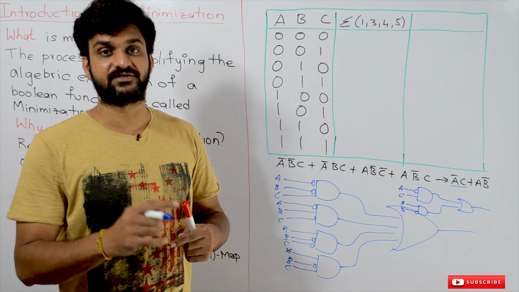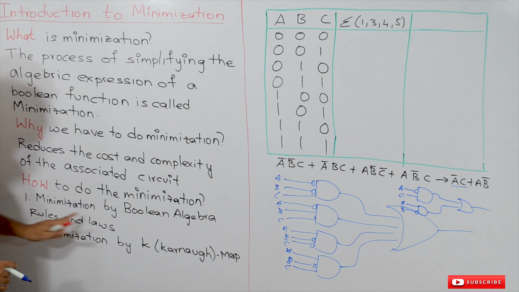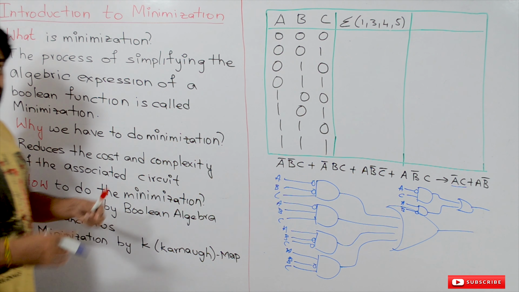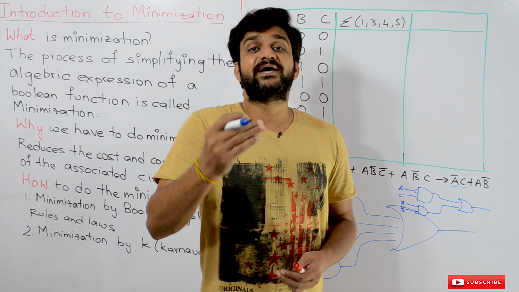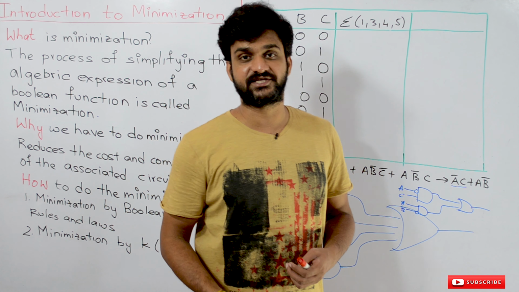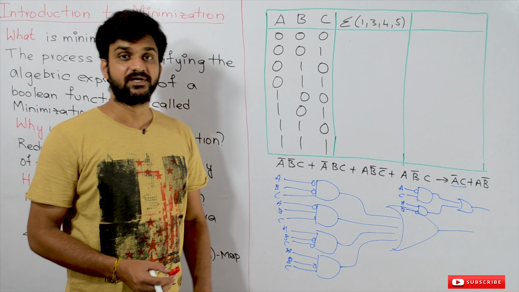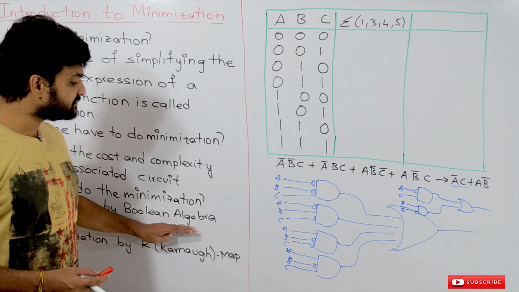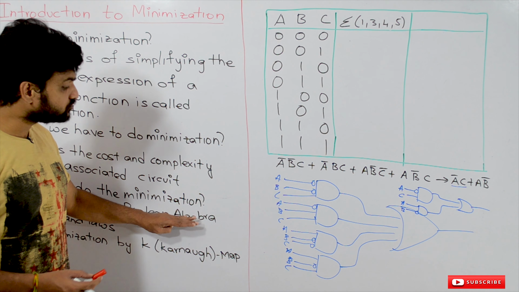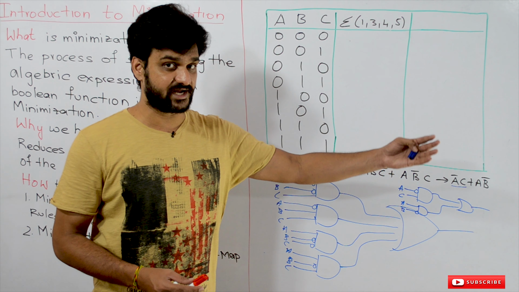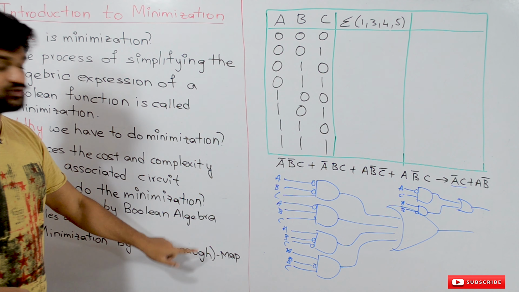How do we do minimization? There are 2 different ways. One is minimization by Boolean algebra rules and laws. In our previous section we have covered all the Boolean algebra laws and rules, and based upon those we can do minimization. The other technique is minimization by K-map, also called Karnaugh's map. How to do minimization, we will try to understand in our later videos. The entire section will deal with these 2 techniques.